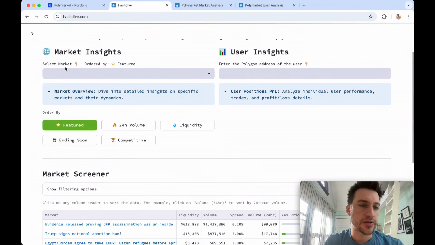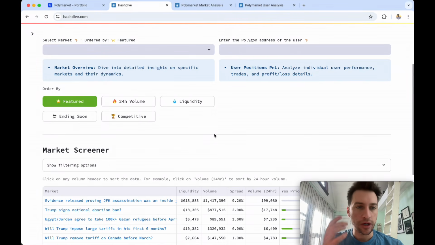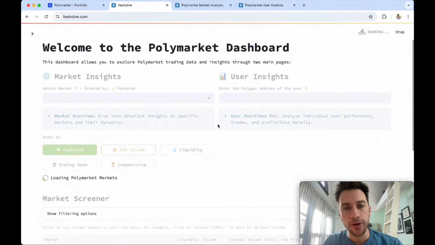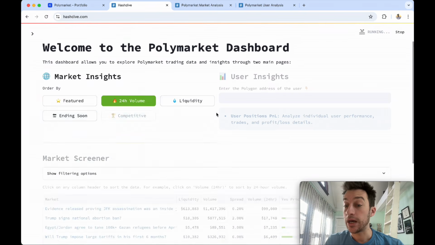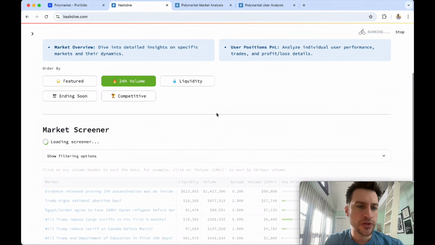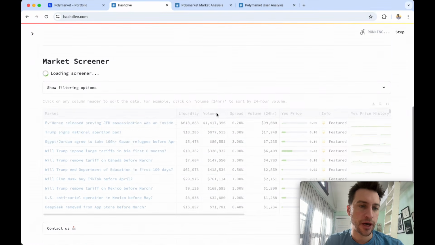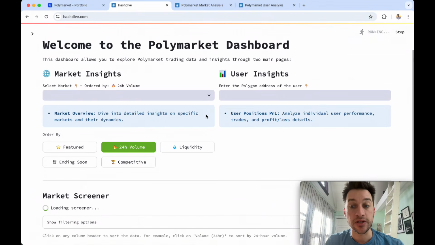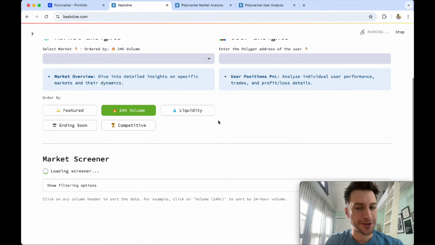So if you want a market, obviously you can do drop down, but it's probably just better to type. Or if you don't really know what you're looking for, guys, just hit one of these. So like if you are curious about the more popular ones, you hit 24-hour volume, and then you can also enter the Polygon address of the user that you want to track. So as you can see here are some of the 24-hour screenings, but I've also prepared some other things as well that are going to be pretty cool.